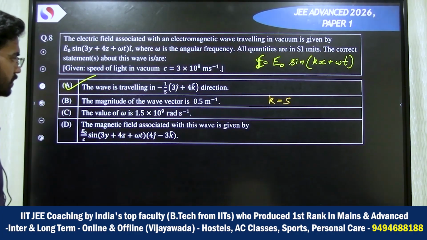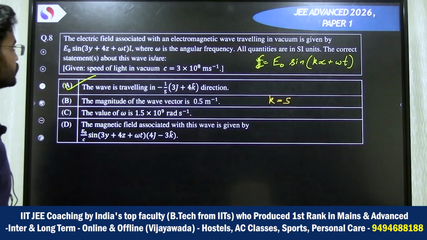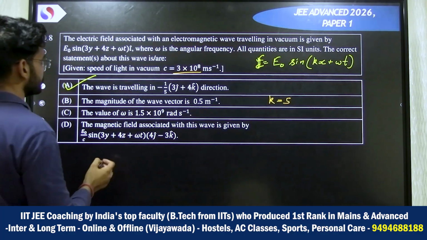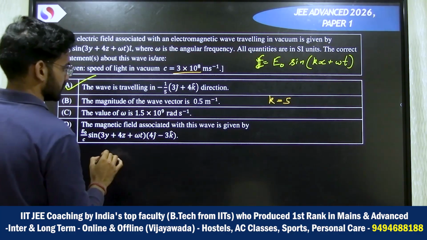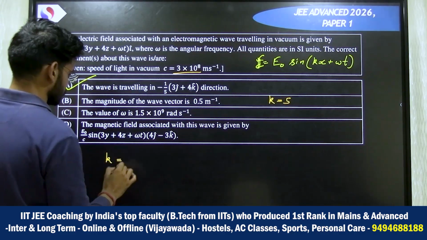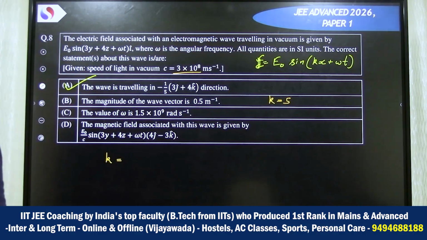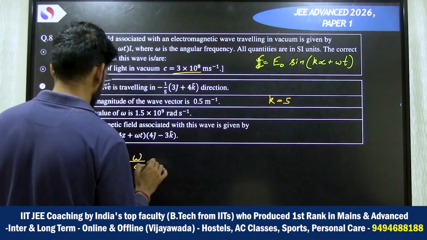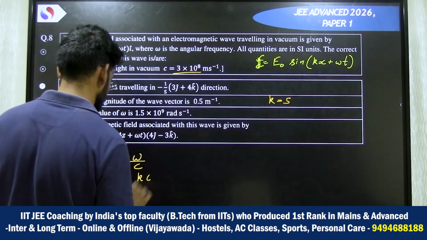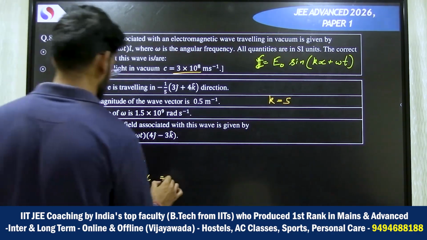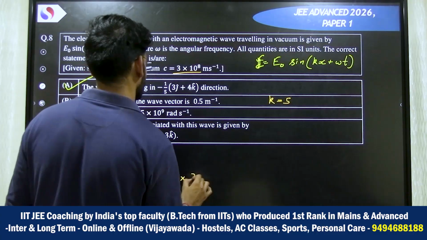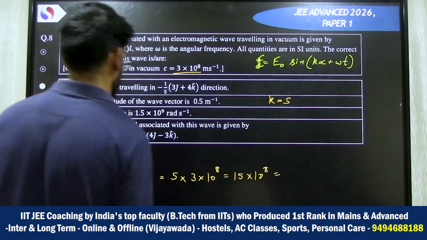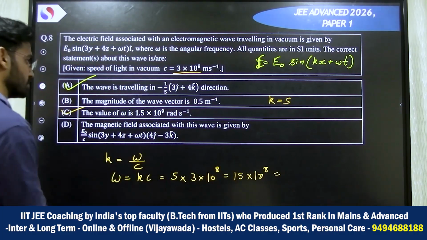The value of omega is 1.5 into 10 to the power 9. How will you solve for omega? C is given as 3 into 10 to the power 8, and k is 5. So k is omega by c, so omega is k into c. K is 5 into c is 3 into 10 to the power 8, so that's 15 into 10 to the power 8. So that's 1.5 into 10 to the power 9. So C option is okay.